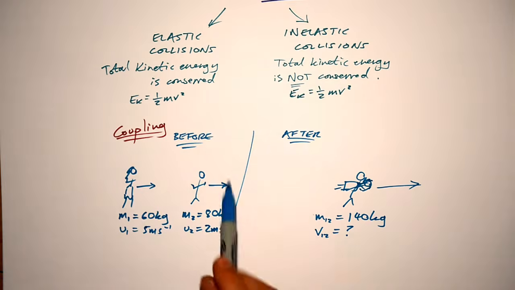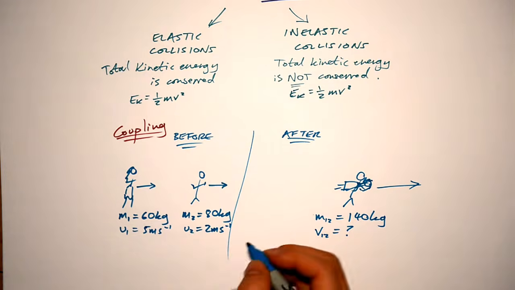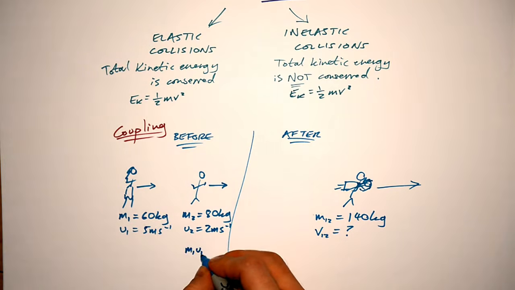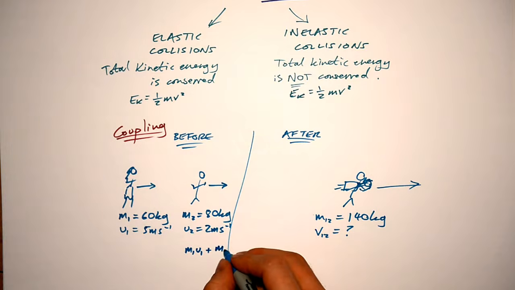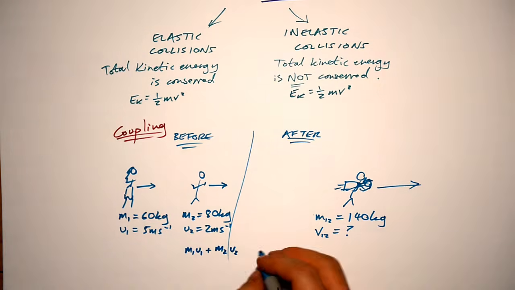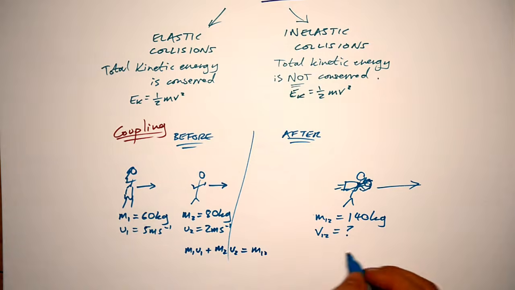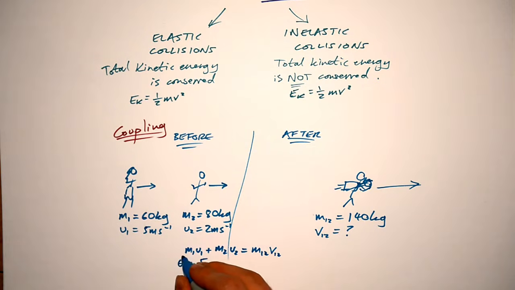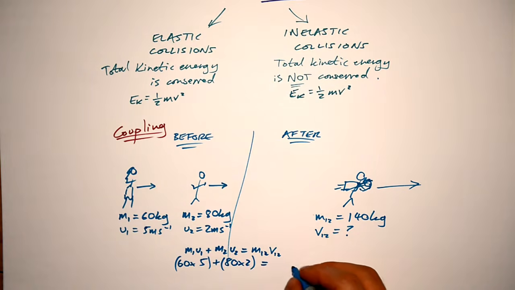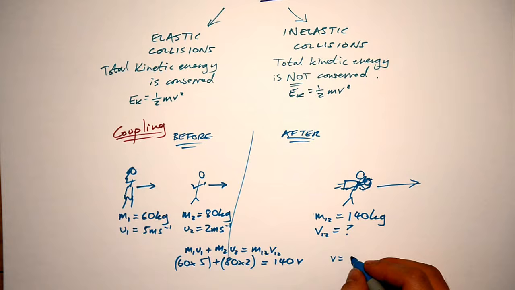Now we know that the total momentum before equals the total momentum afterwards, so we can say M1 U1, that's the momentum of the girl, plus M2 U2, that's the momentum of the guy, equals M12, that's the mass of both of them together, times V12. That's the velocity of them afterwards. Pop some numbers in. We have 60 times 5, brackets that, plus 80 times 2 equals 140 lots of V. I'm just going to call that V, I can't be bothered to call it V12. All you have to do then is rearrange it to find V.